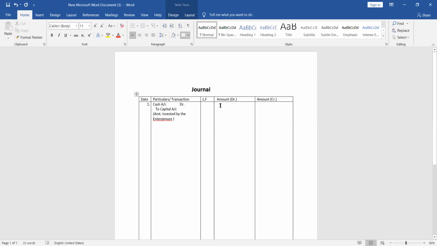Suppose the amount invested is 1 lakh. So 1 lakh is to be written over here, and the credit amount is to be shown on the credit side. The next entry.